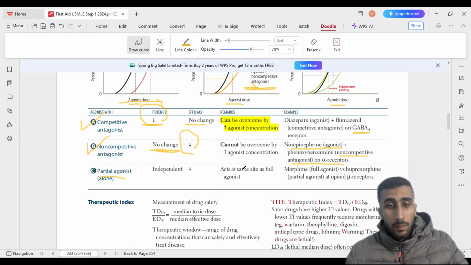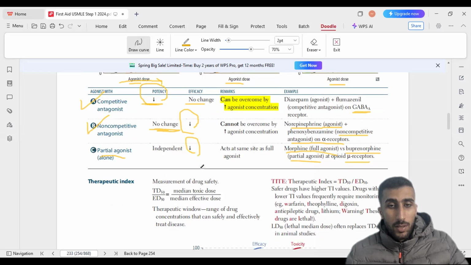The partial agonist acts on the same site as a full agonist. Our famous example is morphine, a full agonist on the mu receptors, versus buprenorphine, which has a partial agonist effect. It is also an agonist, but it blocks some receptors and gives a sub-maximal effect. So if you give buprenorphine and increase the dose of morphine, you will not reach the maximum effect. So the efficacy translates into a decrease in efficacy.